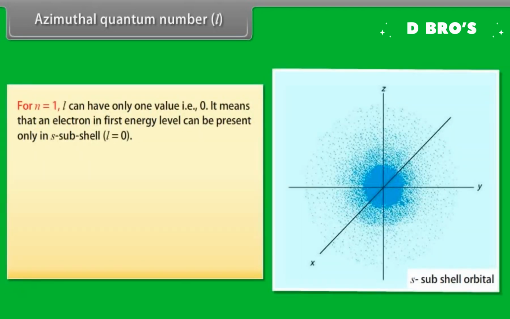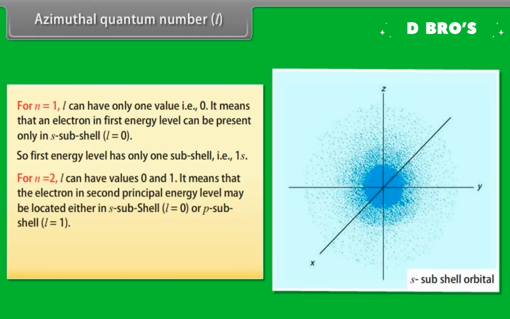For n equal to 1, l can have only one value, that is 0. It means that an electron in the first energy level can be present only in the s subshell, l equal to 0. So the first energy level has only one subshell, that is 1s. For n equal to 2, l can have values 0 and 1. It means that the electron in the second principal energy level may be located either in the s subshell, l equal to 0, or the p subshell, l equal to 1. So the second energy level has only two subshells, that is 2s and 2p.